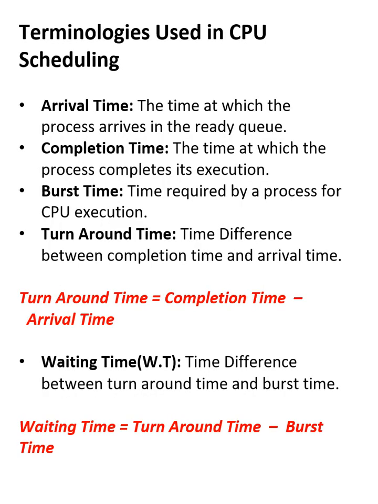What are the terminologies used in scheduling algorithms? First is arrival time, completion time, burst time, and turnaround time. Arrival time is the time at which the process arrives in the queue. Completion time means the time at which the process completes its execution. Burst time means the time required by a process for CPU execution. Turnaround time is the time difference between completion time and arrival time.